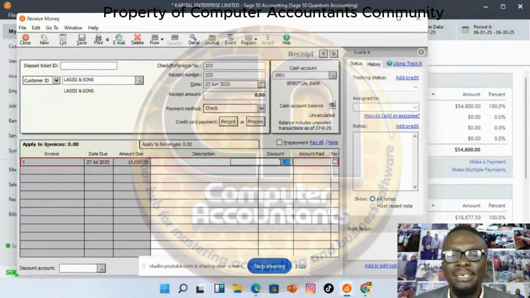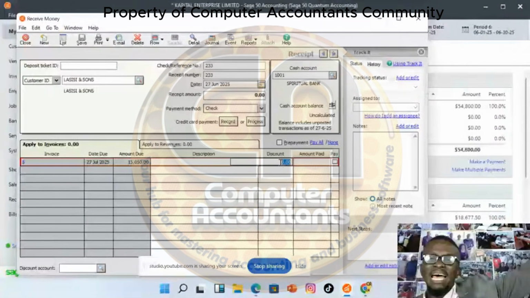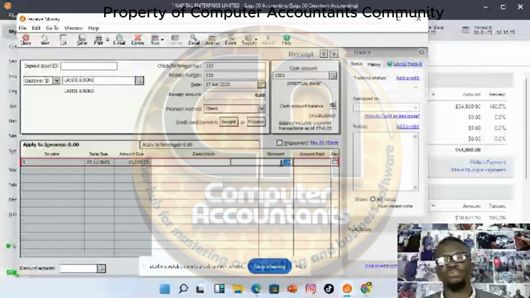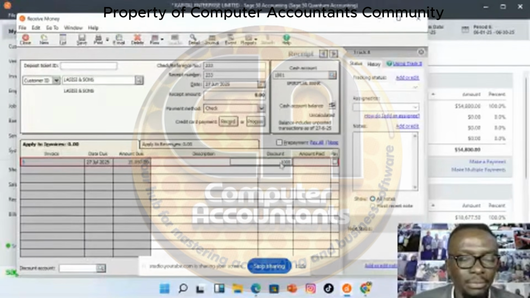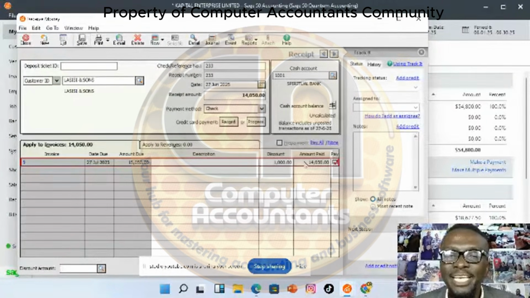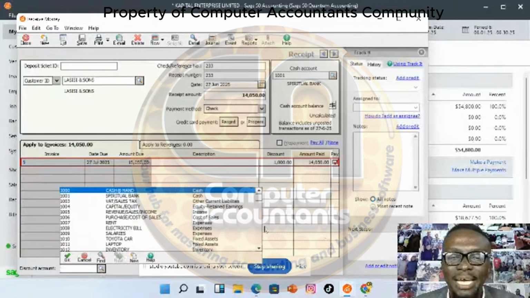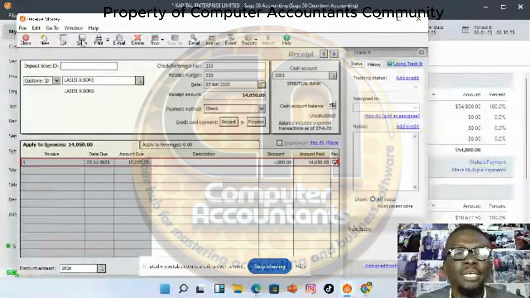Look at it. They are two different. That one is trading discount. Okay, just to encourage him to pay, I can say, since you want to pay, I take another 1,000. Did you see? What he will now pay us is 14,050. So I'll say, okay, please link it to discount account. It's somewhere around here. Discount allowed account. Yeah. So let's go. Boom.